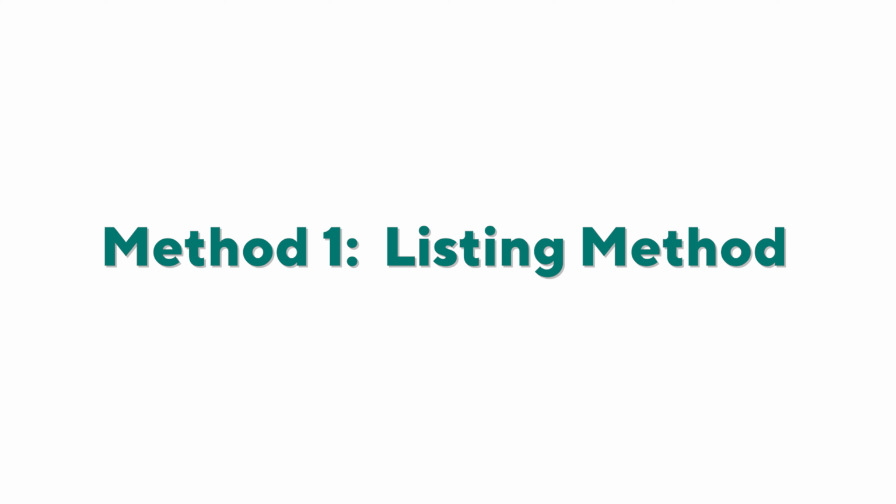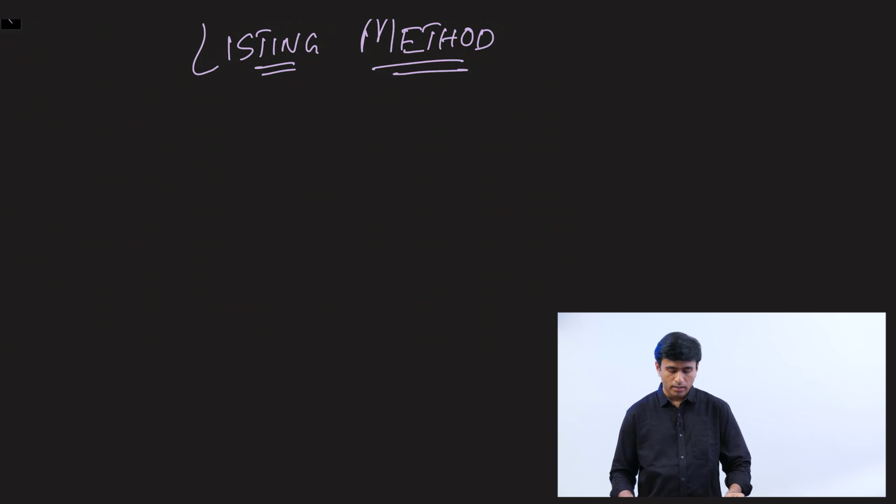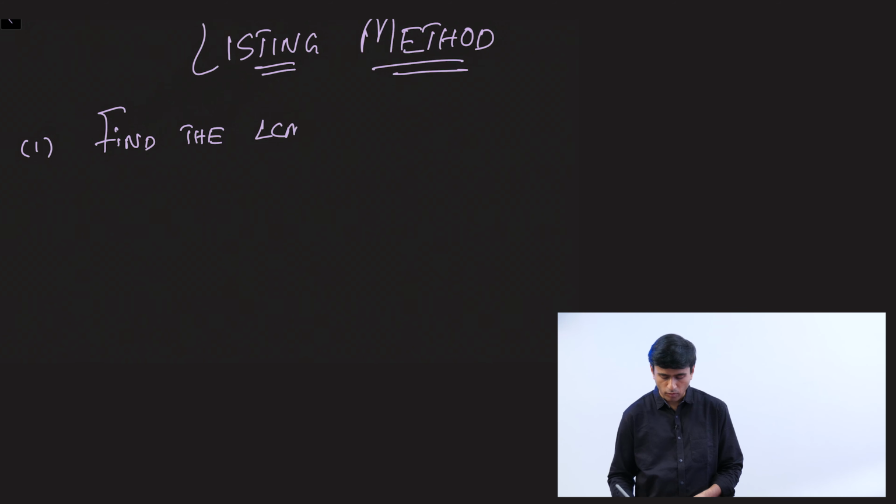Listing method. How do you find LCM using the listing method? Let's take an example. Find the LCM of 8, 6, 4. What we have to do is to list the multiples of 8, 6 and 4.